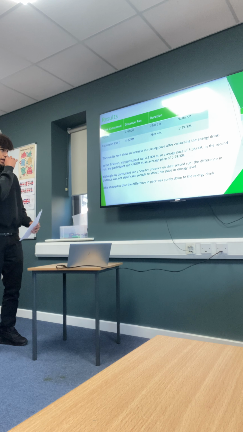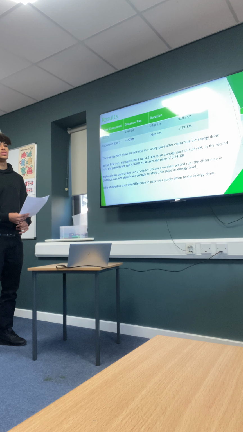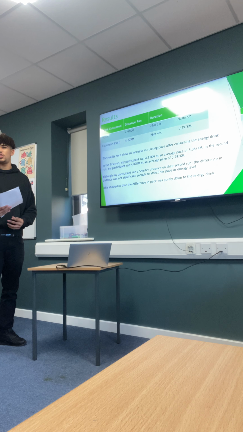Here are the results in a table. If you look at them next to each other, you can see almost a minute difference in only 0.04 kilometres between them. If we look at the average pace, 7 seconds taken off per kilometre. This shows a clear difference that the energy drink has given.